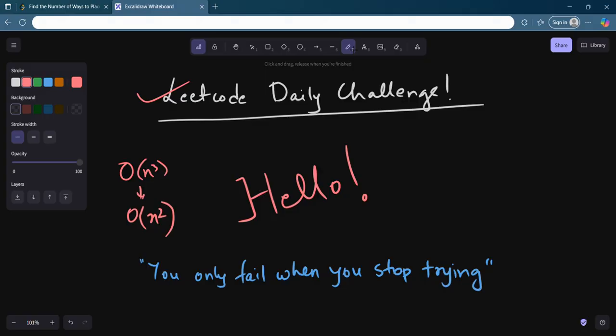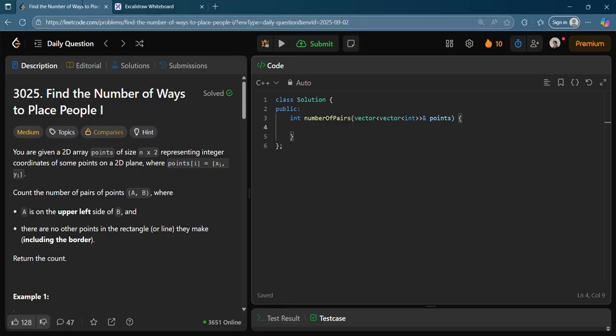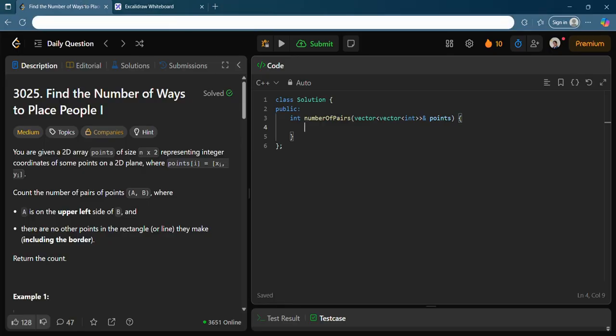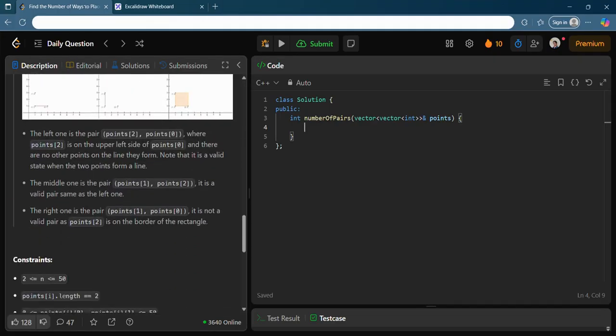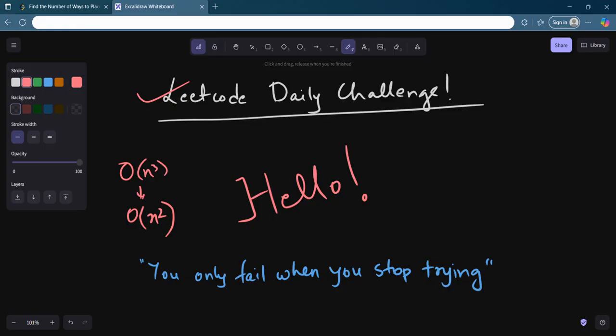So let's see the question at first, and this is the question which says: find the number of ways to place people one. And this problem is just the same as the hard problem of Leetcode, find the number of ways to place people two. So I will discuss both of these variations, and you see the constraint here in this problem is n equal to 50. So O of n cube will work here.